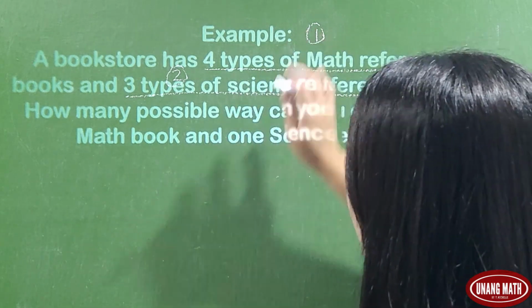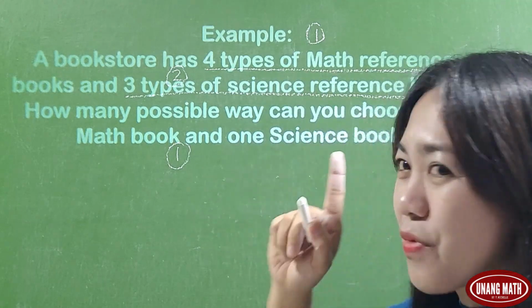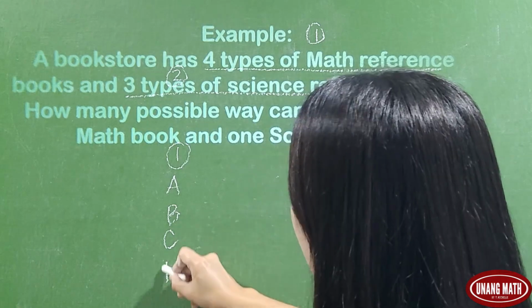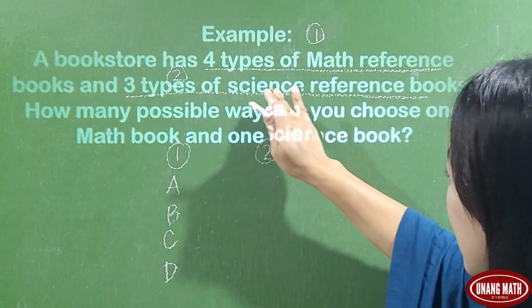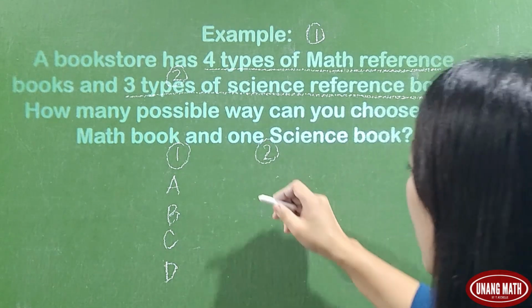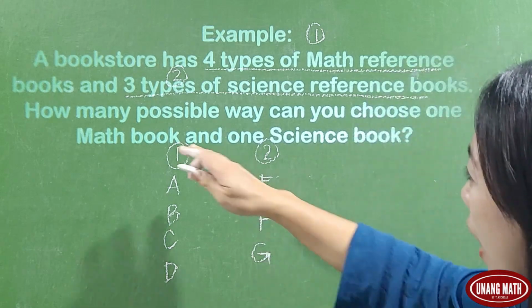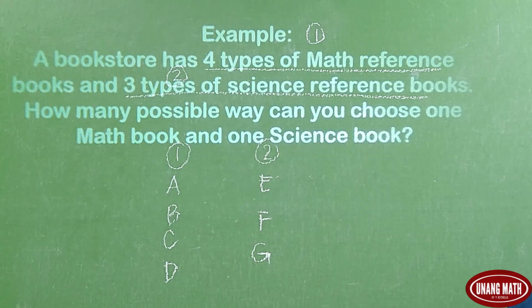Let's write this way. In our first event, there are 4 types of math reference books. So let's say A, B, C, and D. What about in our second event? There are 3 types of science reference books. So let's say E, F, and G. So what are the possible ways we can choose one math book and one science book?